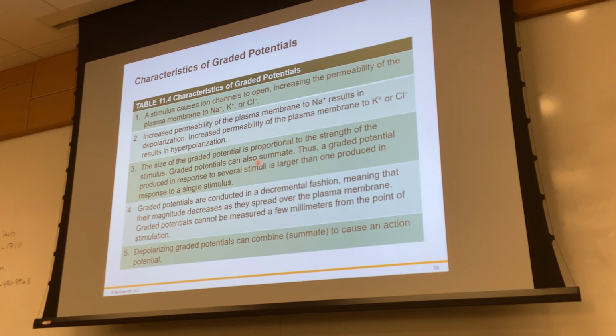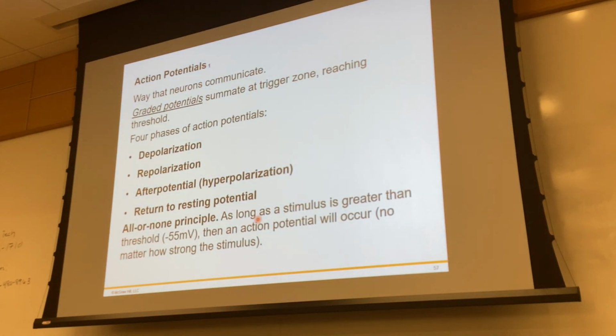And those gradient potentials can, again, sum, or summate, it's called here. So several stimuli that wouldn't be enough to cause an action potential can get added together and then produce an action potential. And when these neurons are triggered, these gradient potentials will send signals down the axon, and we already talked about the phases of the action potential.